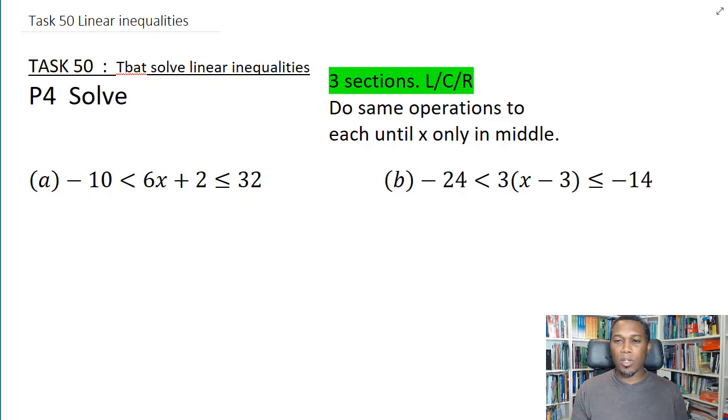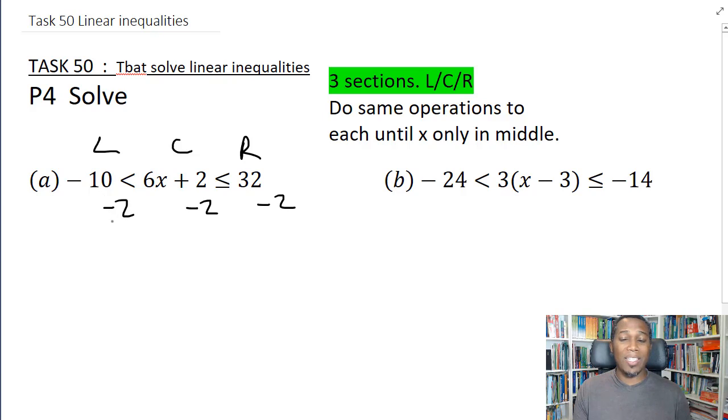I've made a quick note on it. This idea where we have three sections: the left, which is the lower bound, and then the upper bound. I just call it left, right, and then the expression in the center. We just want to keep doing the same operations to get x all by itself. So for example, the first thing I want to do in the middle is take away 2, and whatever you do to the middle, you have to do to the right side, the upper bound, and the left side, the lower bound, exactly the same thing.